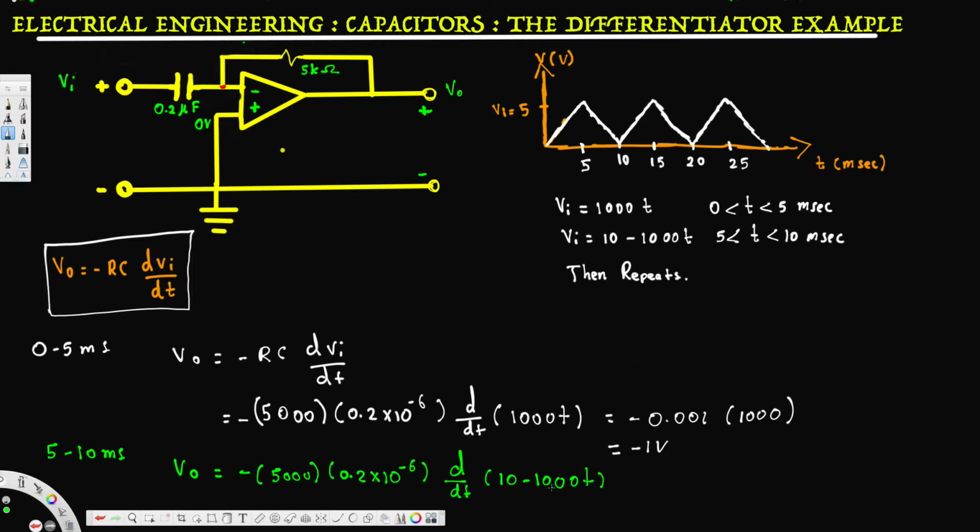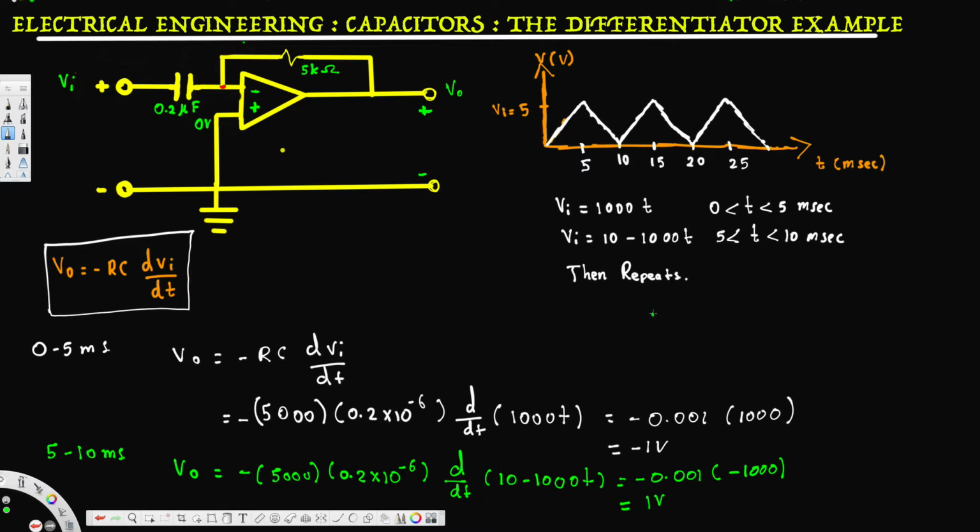When we find the derivative of 10, that's going to be 0, because this is just a constant. And the derivative of negative 1000 t is going to give us negative 1000. So we are going to have negative 0.001 times negative 1000, and that's going to give us positive 1 volt. So the voltage output changes sign at each interval, right?